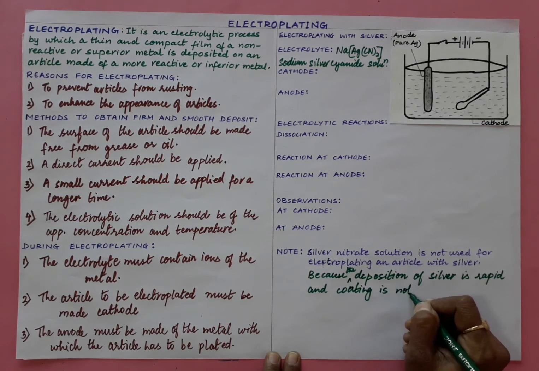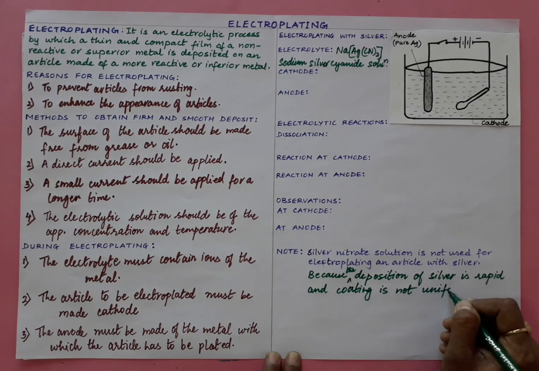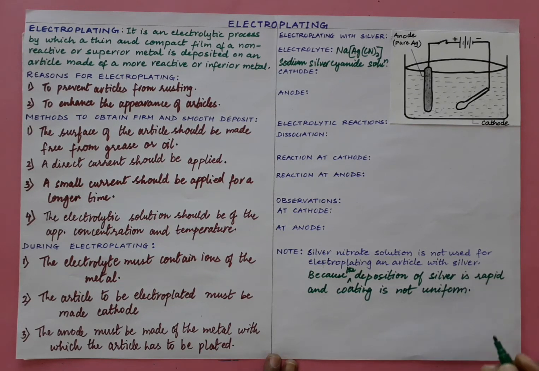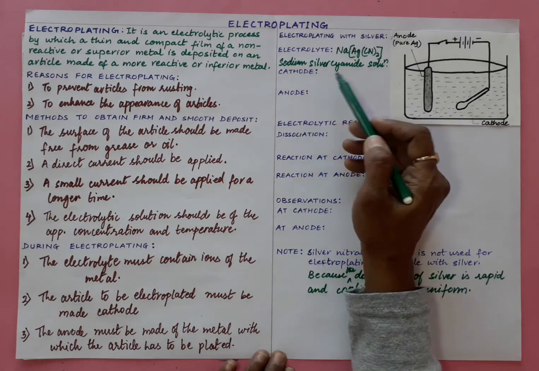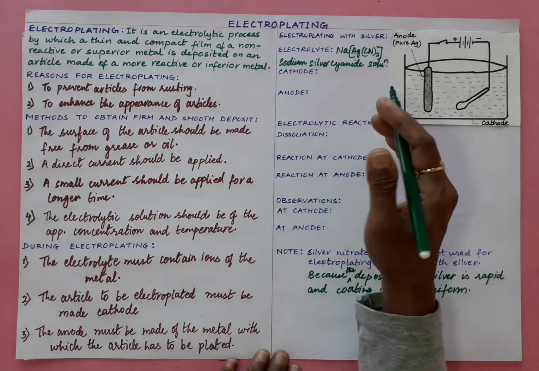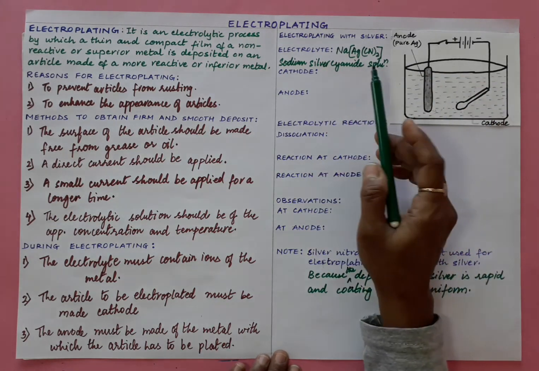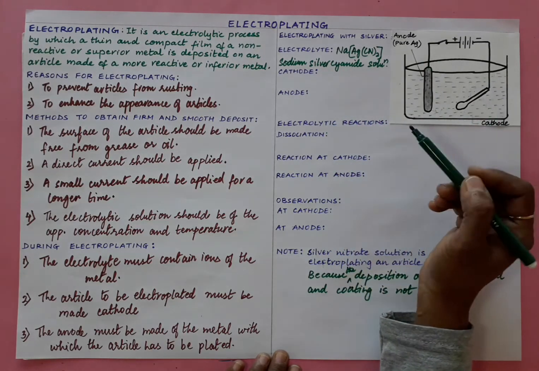not uniform, because we know that silver is not reactive, and when it forms a compound the bond is not very strong. So if you take a simple compound like silver nitrate or silver chloride, what will happen is it will easily break and deposition will be very rapid and the coating is not uniform. So this is why we have taken a complex soluble salt. So what happens, slowly it dissociates, means it will break down and we will get silver ions.